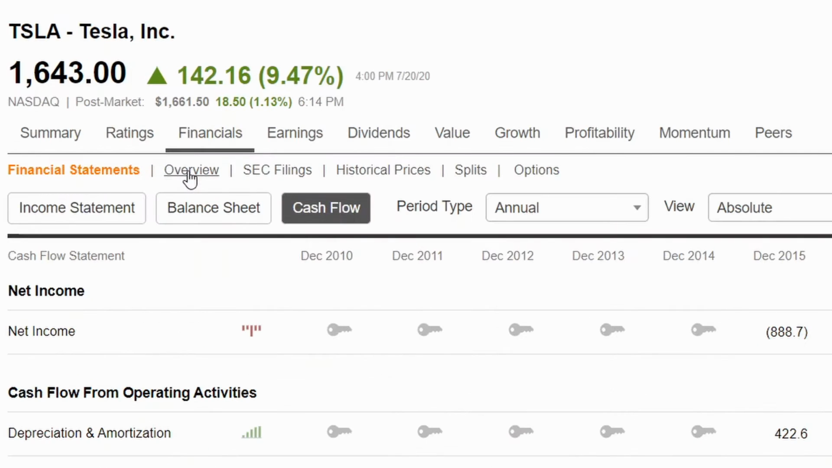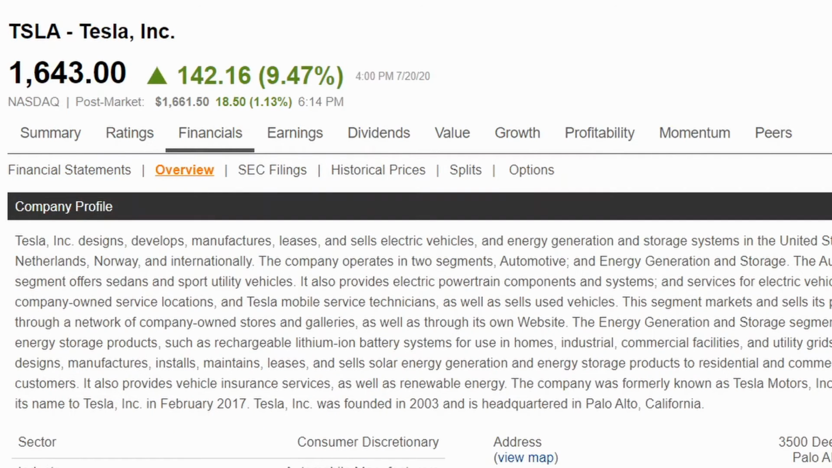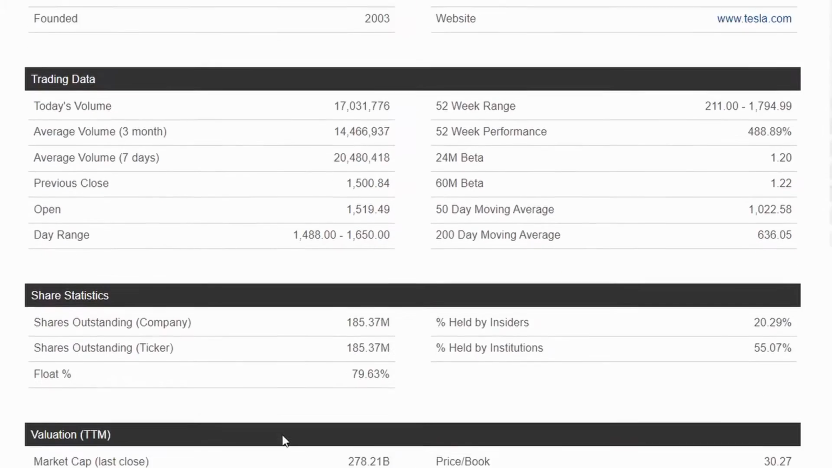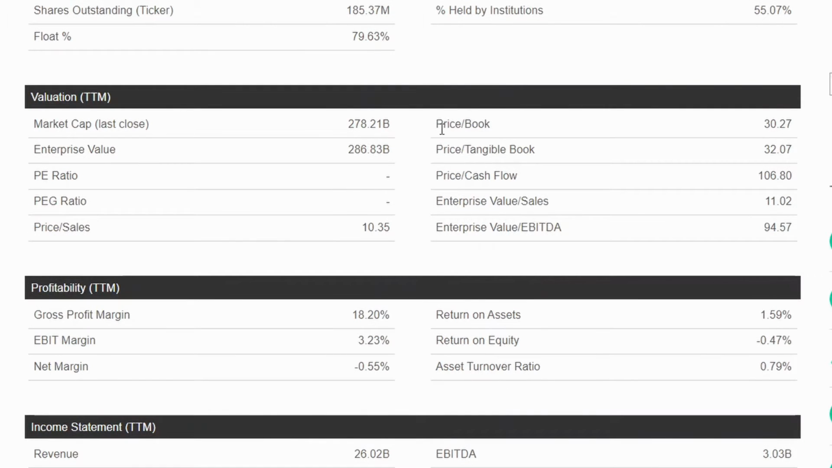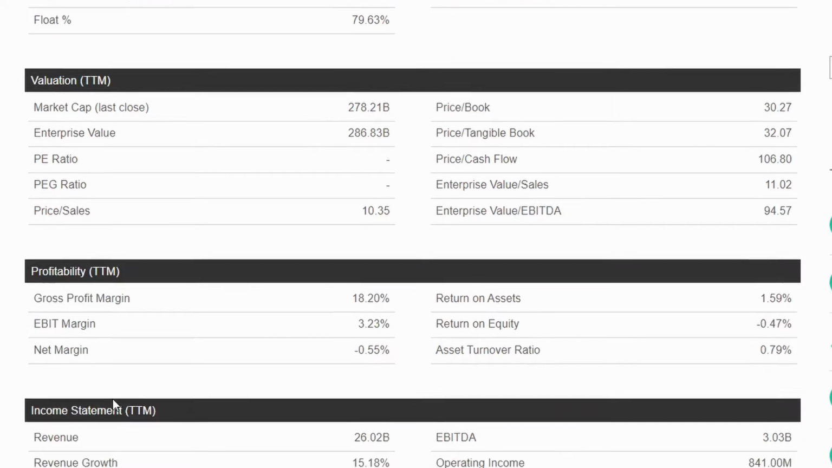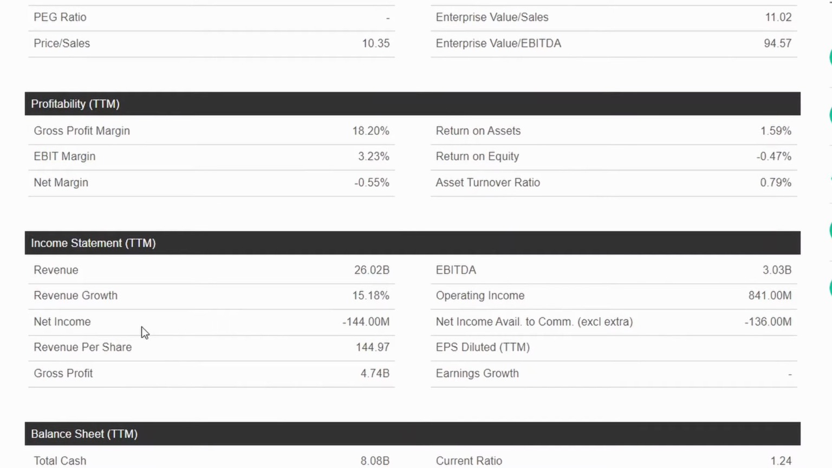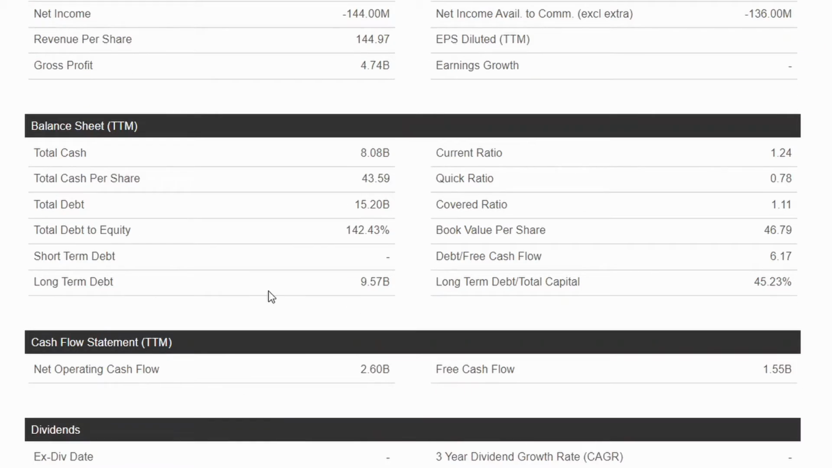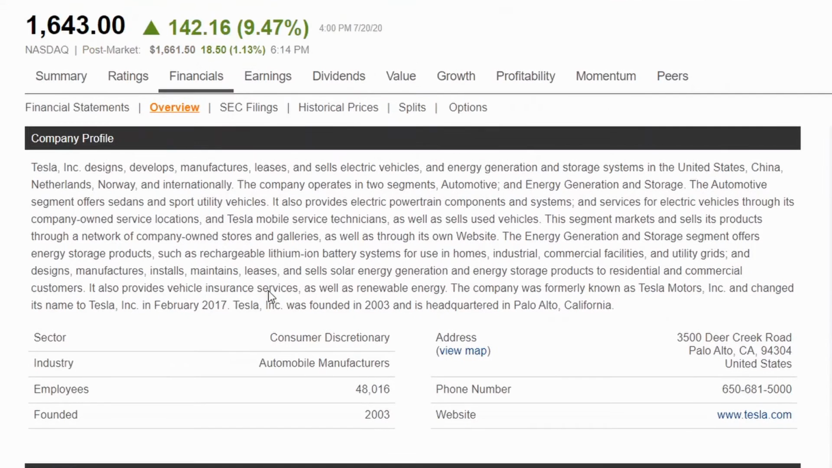Then there's the overview tab, right? You have all these different tabs. I'm not going to go over all of them. That'll be in another video. But I always go to the overview tab. This will show you a lot of ratios, your price to book, your PE ratio, your net income. It just shows all of this really valuable data, and it's all right here.